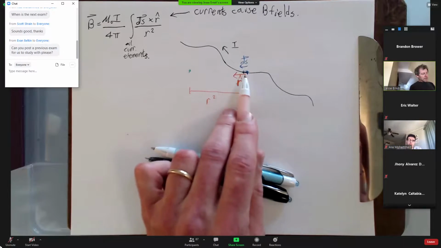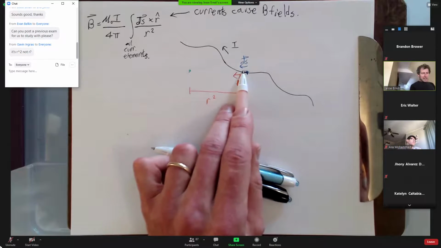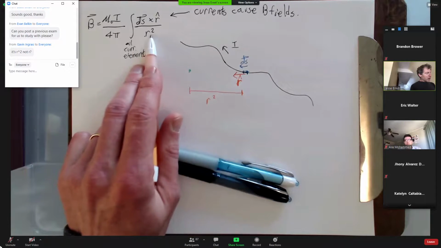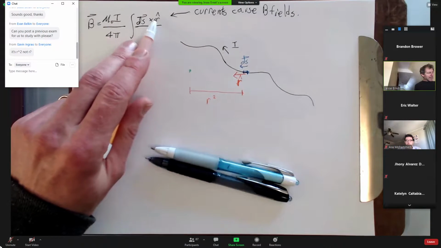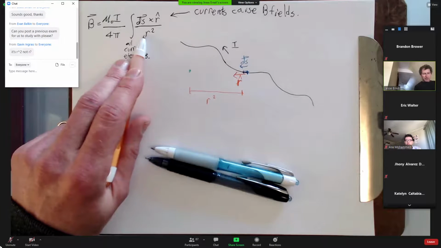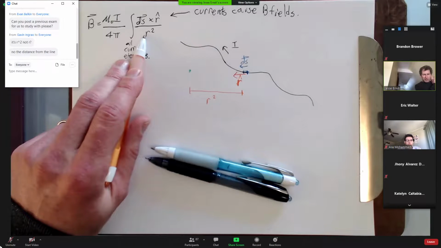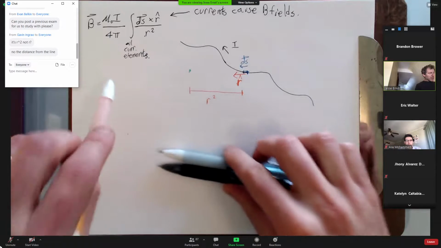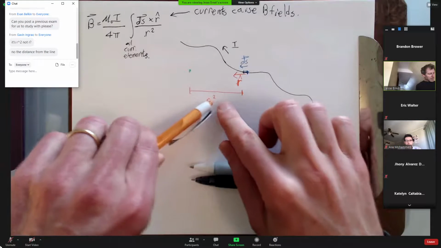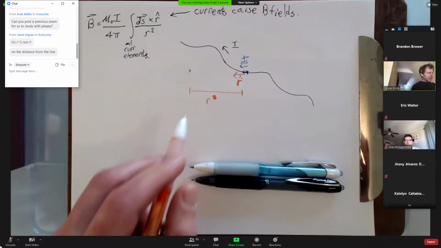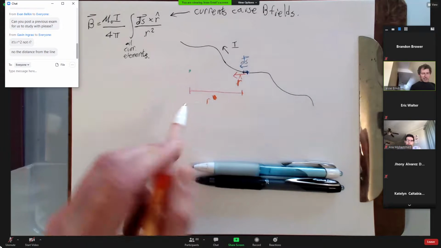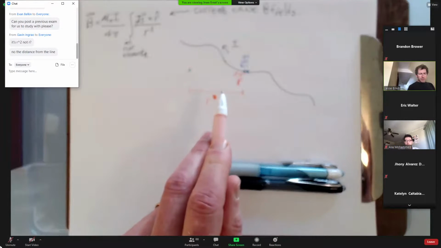So for this particular element, ds, the distance is R, not R squared. Yes, it's R hat, but the distance is R. Does that make sense, Gavin? Oh, I'm sorry. Yes, thank you. I'm a little underslept today. Right, so it's not R hat squared. Thank you.